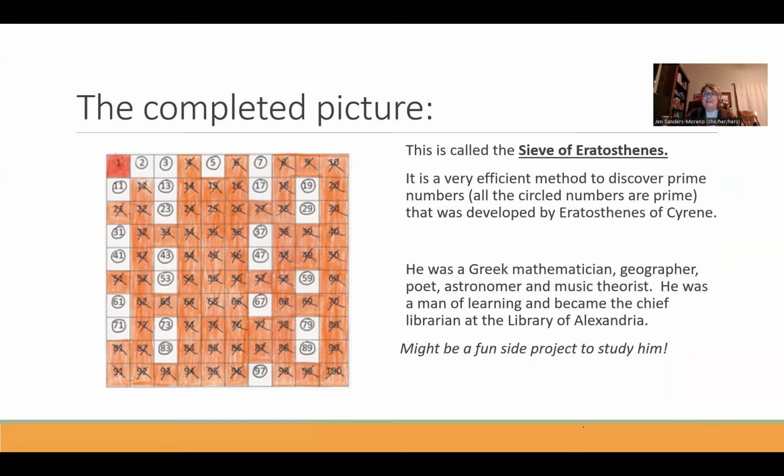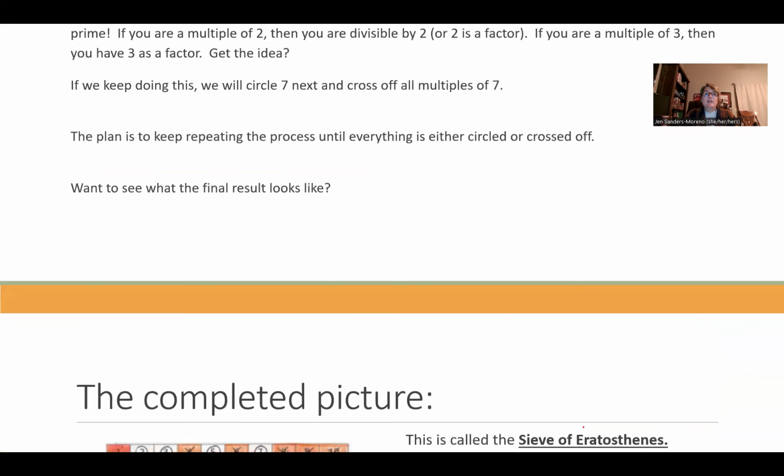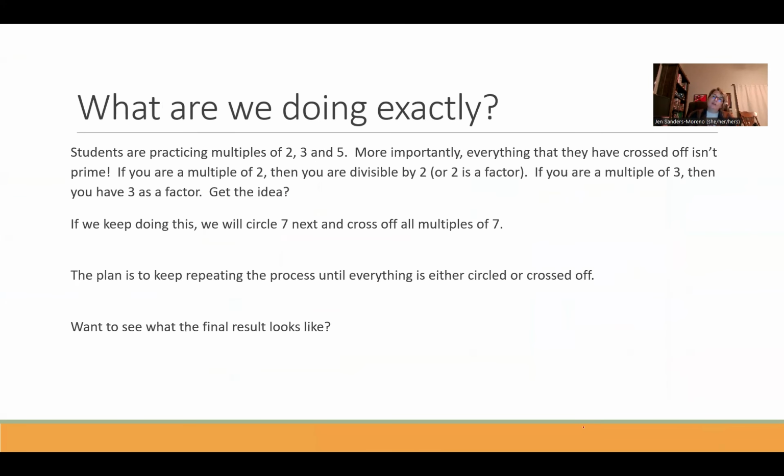All right, so let me go back a slide to talk about what's going on here. So what students are doing is they're practicing multiples, okay? But what they're really doing is figuring out that everything that is circled is going to end up being a prime number. And everything that gets crossed off was a multiple of another. So if you got crossed off, you had to be a multiple of something. So that means there was something else that divides into you, not just one and yourself.